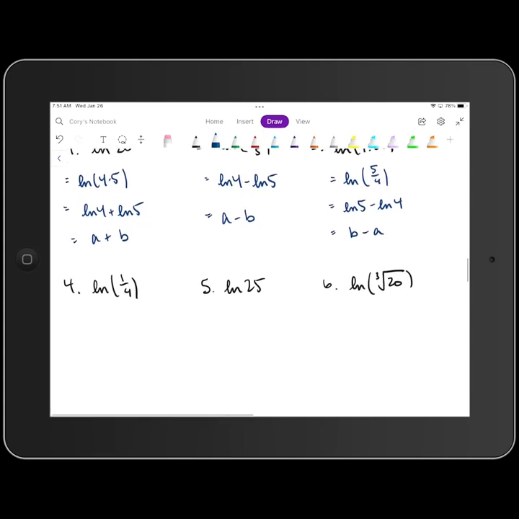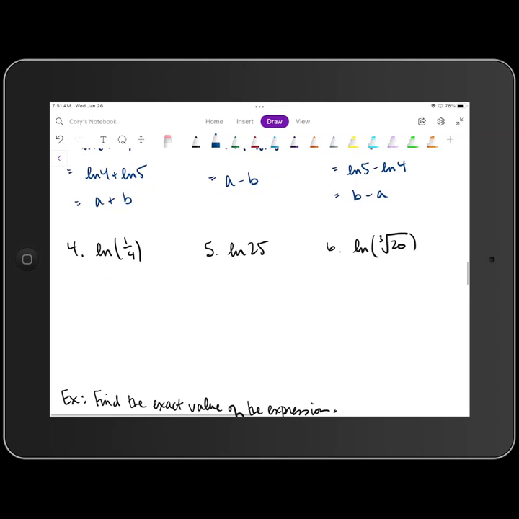For number 4, we have the natural log of 1/4. You have two ways that you can approach number 4. The first way is because we're taking the natural log of a quotient. Once again, I can rewrite this as the natural log of 1 minus the natural log of 4. The natural log of 1 is equal to 0 minus the natural log of 4, which we said was a, and 0 minus a is equivalent to negative a.